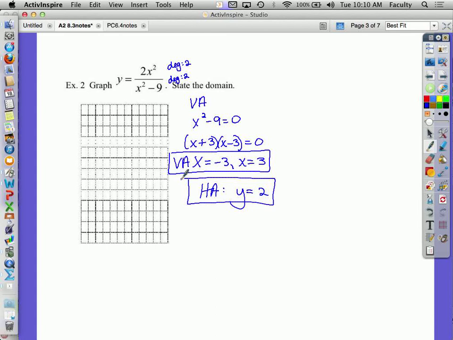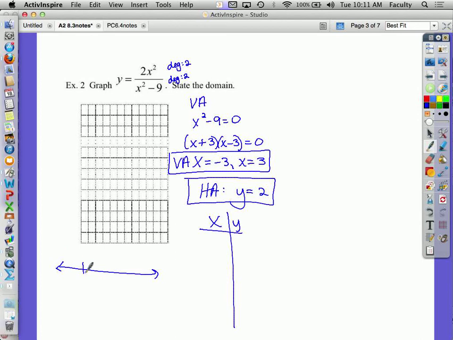Because a horizontal asymptote is a line and 2 does not describe a line, it's a number. But y equals 2 describes a horizontal line. So I'm not nitpicking, it's just wrong to put a 2. All right, now we need a table. And you might be alarmed to think, oh my goodness, how many points do I need? And it's not that bad.